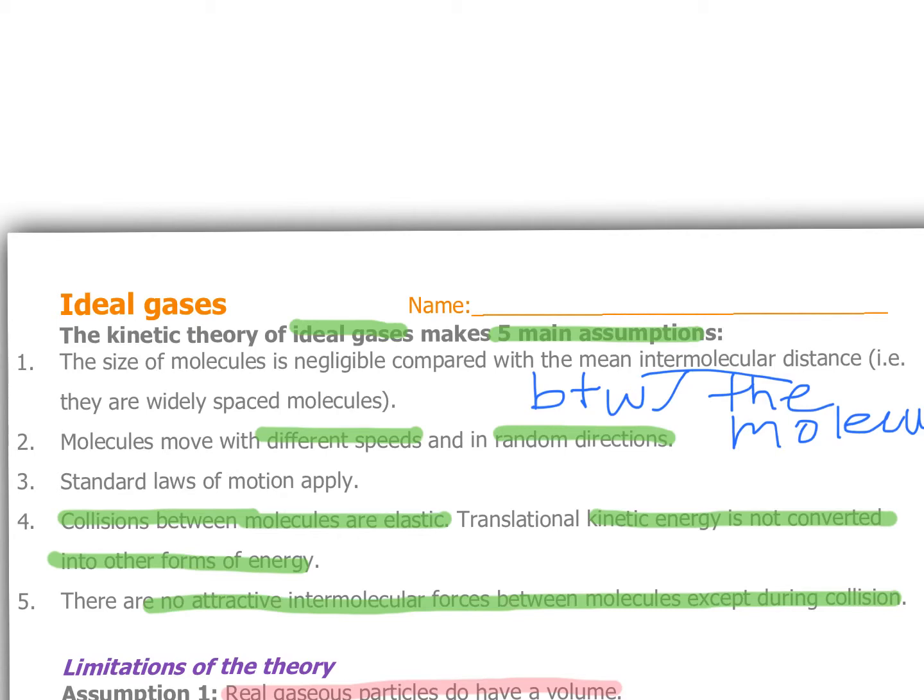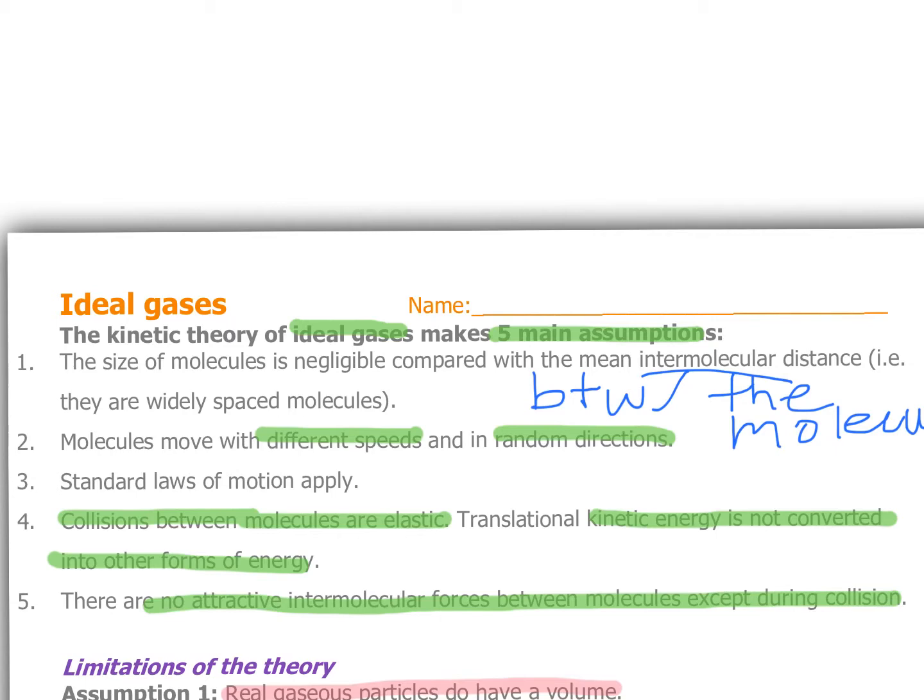Assumption 2, that the molecules move with different speeds and in random directions. Assumption 3, standard laws of motion apply. Gravity still applies to gases. They are still pulled down, they have very low mass, but gravity still applies. Heavy gases can still be held within a cup without a lid. They're still pulled down in a direction towards the gravity and held in the bottom of a cup.